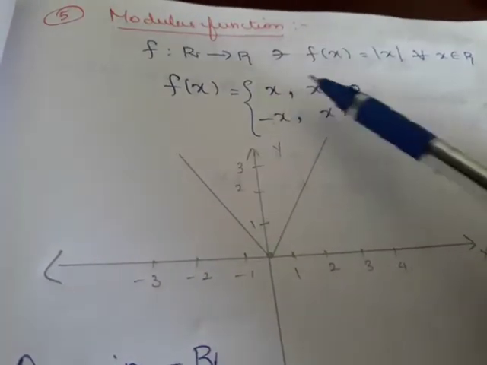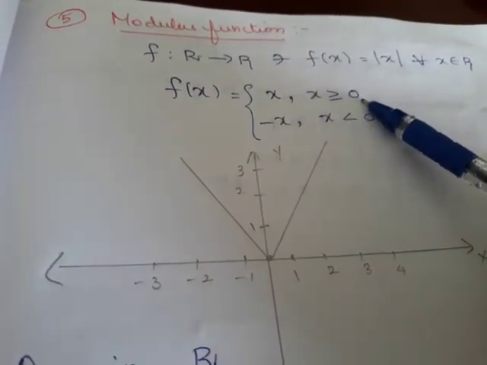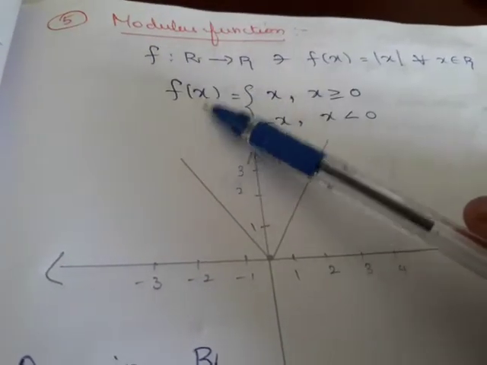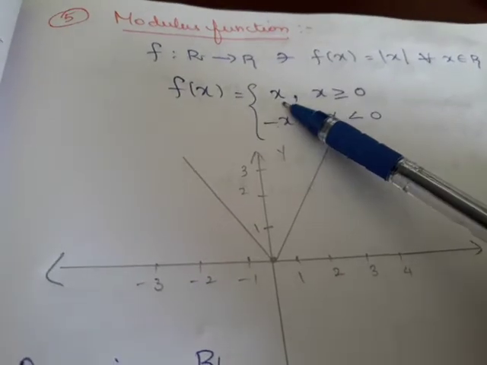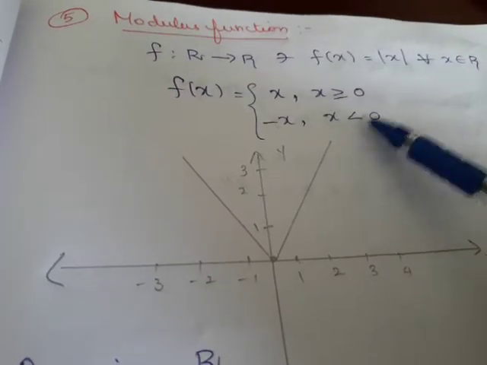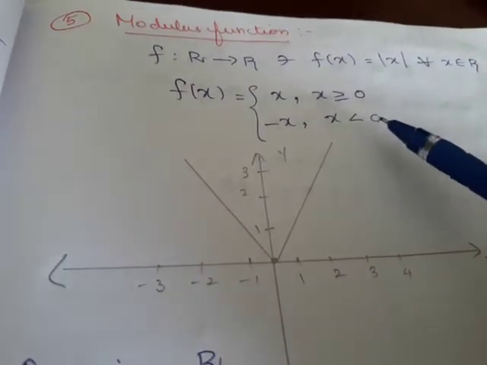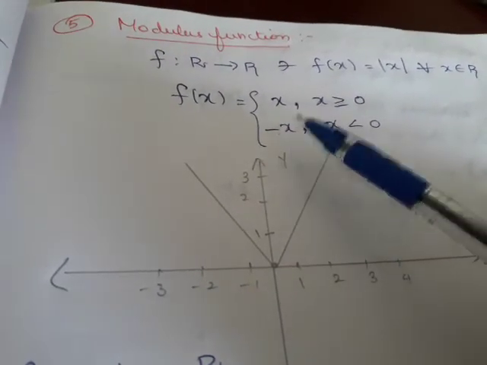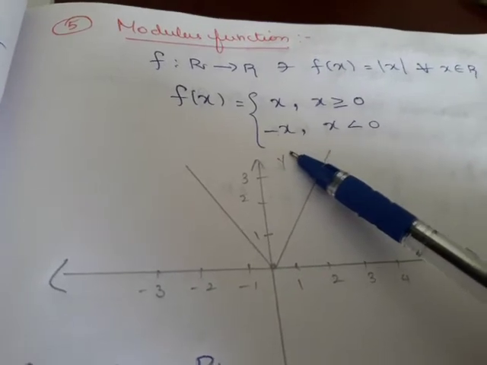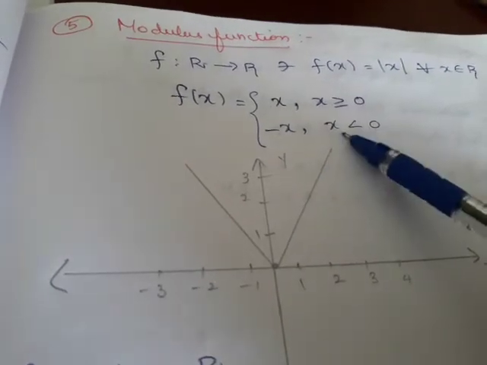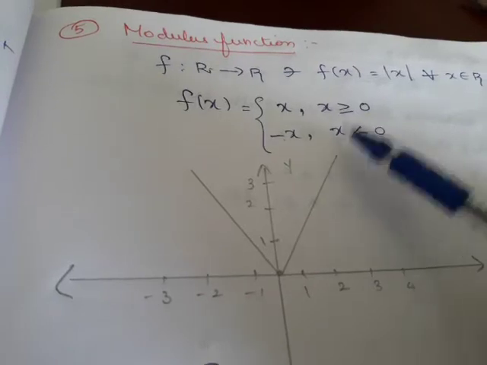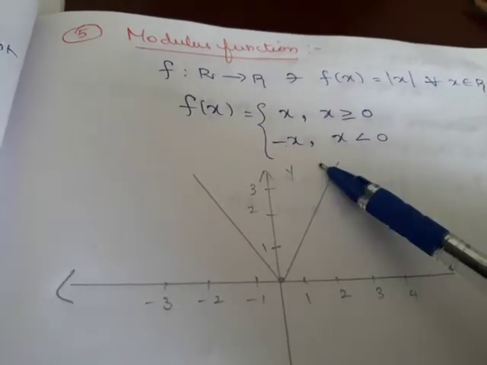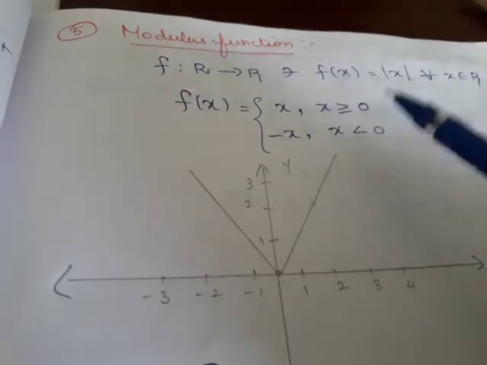It is equal to x for x greater than or equal to 0. In the sense, if the value you are taking is positive, then the answer will be the same number. If it is less than 0, in the sense that it is a negative value, then it is minus x. Why is it minus x? Because minus into minus becomes a positive number again. For example, if you choose x as minus 2, then the function gives minus of minus 2. So minus into minus becomes plus 2, and you get only the positive value.